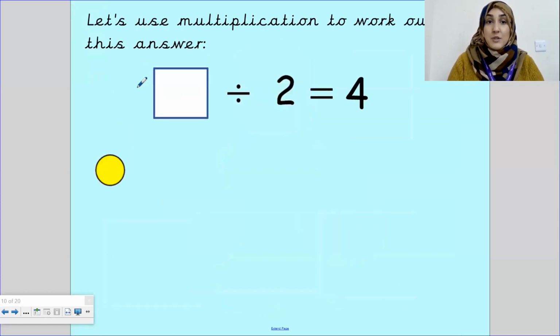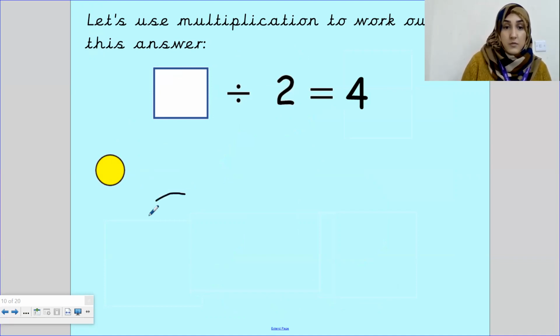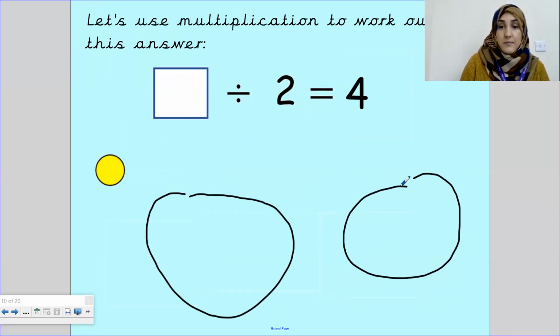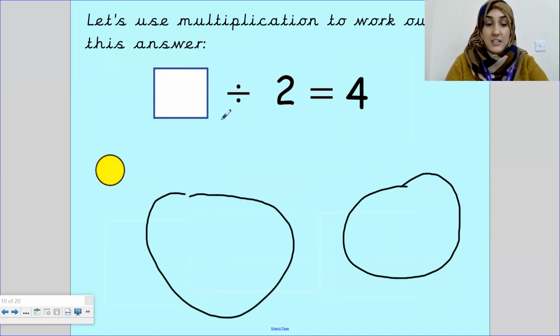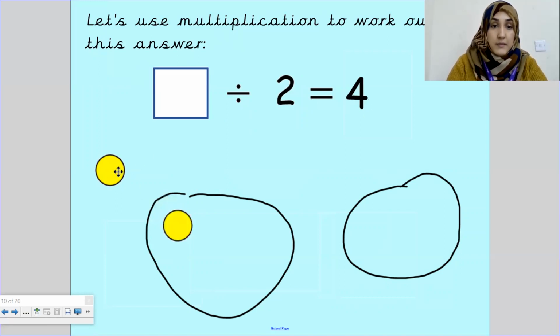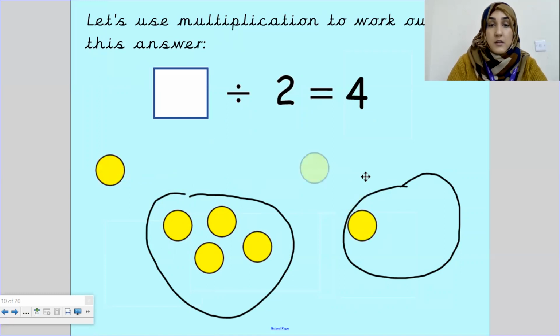We are going to use multiplication to work out this answer. Looking at this division number sentence, there's a missing box. All we have is something divided into two groups, and we have four in each group. So let's first draw two groups. Here's one group. Here's the second group. We need four counters in each group because that is what this division sentence is telling us. One, two, three, four. One, two, three, four.